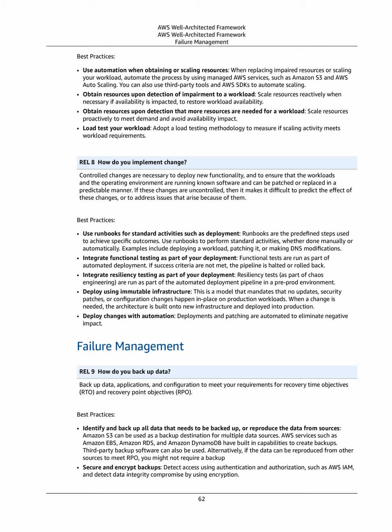Integrate resiliency testing as part of your deployment. Resiliency tests, as part of chaos engineering, are run as part of the automated deployment pipeline in a pre-prod environment. Deploy using immutable infrastructure. This is a model that mandates that no updates, security patches, or configuration changes happen in place on production workloads. When a change is needed, the architecture is built onto new infrastructure and deployed into production. Deploy changes with automation. Deployments and patching are automated to eliminate negative impact.